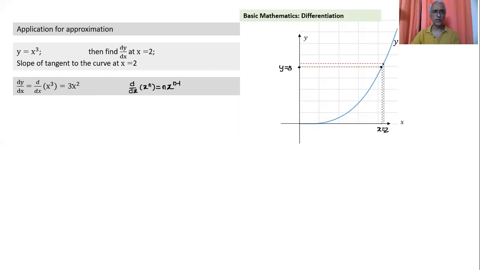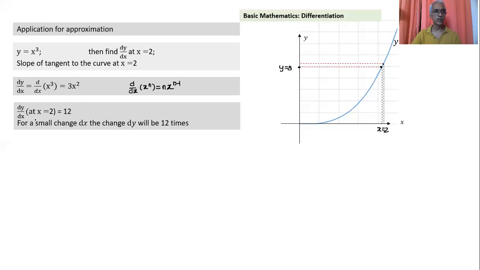Let's try to understand the significance of the derivative. What are the different purposes it can be used for? This expression gives you the slope of the tangent drawn at various values of x. Any value of x we can choose, but we are interested in x equal to 2. So we substitute x equal to 2. 2 squared is 4, into 3, 12. So dy by dx at x equal to 2 is equal to 12.